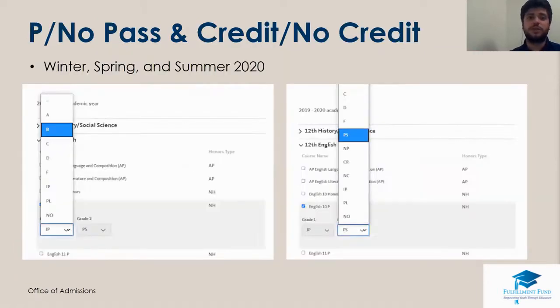Now, when it comes to pass, no pass, and credit, no credit, as I mentioned at the beginning, we have suspended the letter grade requirement for A through G courses taken during winter, spring, and summer 2020. This means that you will be able to include any pass, no pass, or credit, no credit courses taken during this time, as you can see here. This can be a mix of pass, no pass, and letter grades as well. So if during the spring this last school year you took some classes for a letter grade and some for pass, no pass, you'll still be able to list those accurately.